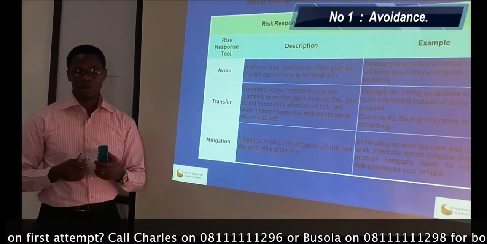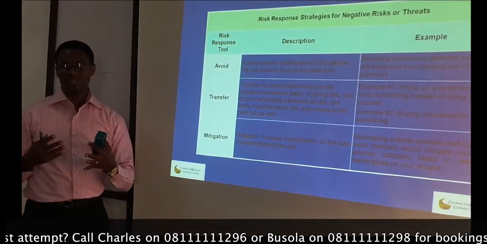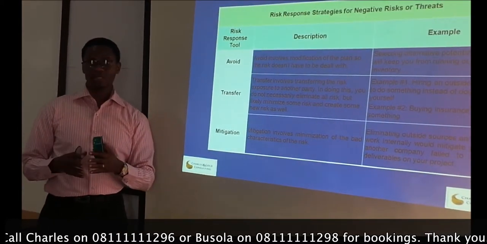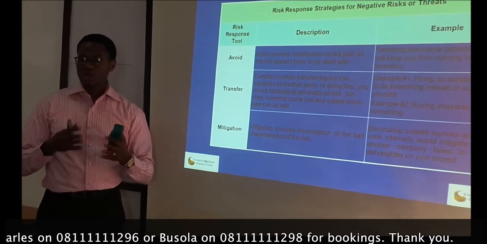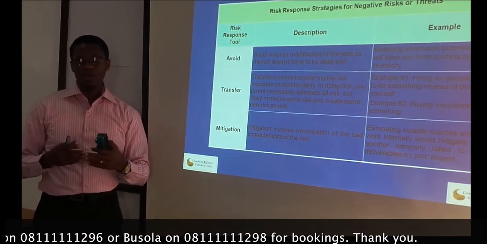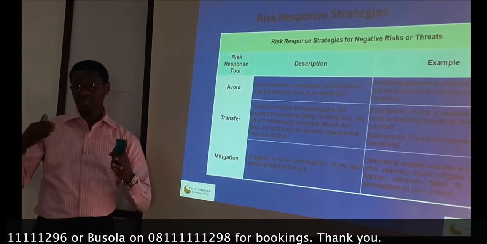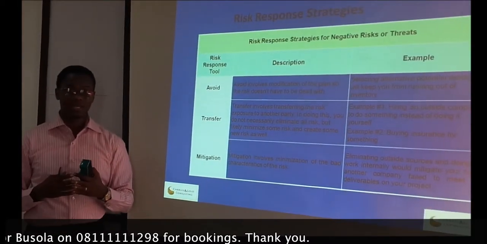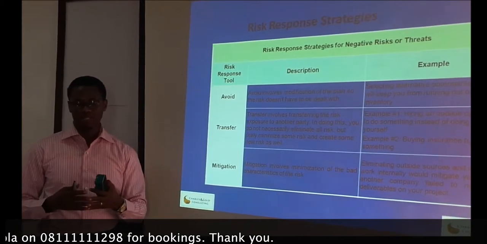Now the first is to avoid. When you see a risk, the first tendency for you as a project manager is to avoid the risk. Probably you have a project A and a project B. Project A has a measurable number of risks that the risk tolerance of the stakeholders cannot take. What you do at that point is to avoid it.